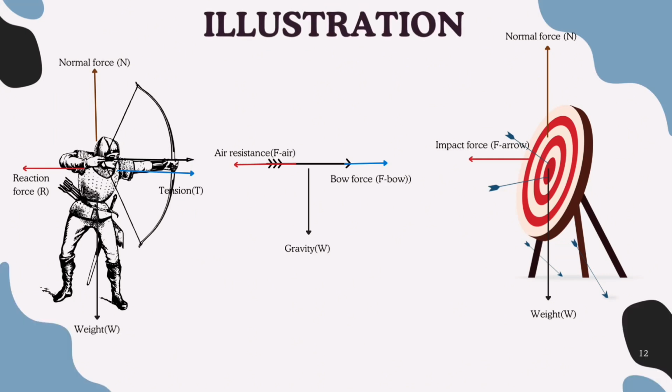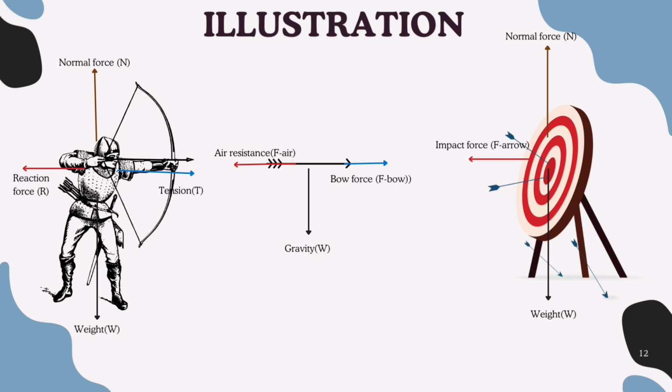This illustration shows the forces in archery across three sections. On the left, the archer pulls the bowstring, creating tension and experiencing the reaction force while standing stable with weight and normal forces. In the middle, the arrow moves forward due to the bow force while air resistance slows it down and gravity pulls it down. On the right, the arrow hits the target with impact force while the target remains stable due to the normal force and weight.